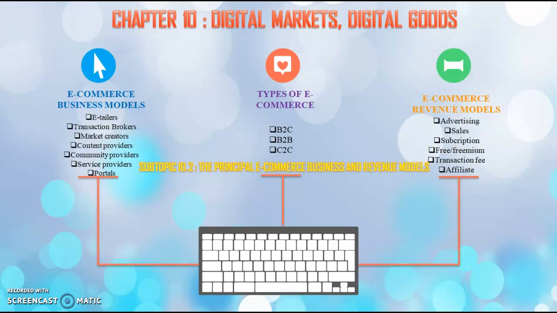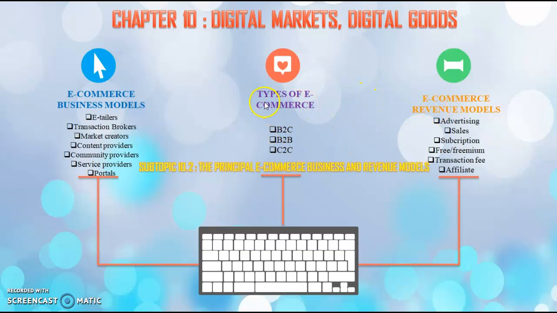For this week, I will present about Chapter 10 Digital Markets and Digital Goods. I will explain in more detail about subtopic 10.2, the principles of e-commerce business and revenue models. E-commerce is a fascinating combination of business models and new information technologies. Let's start with a basic understanding of the types of e-commerce and the e-commerce business revenue model in detail.